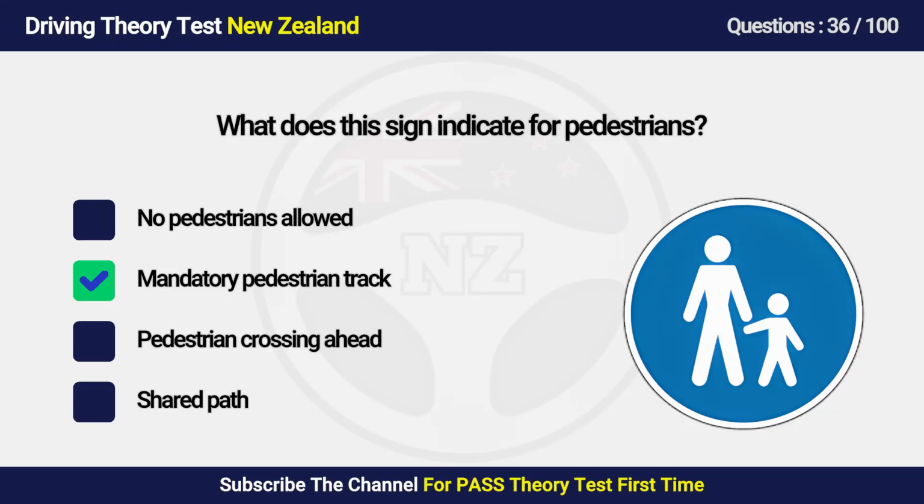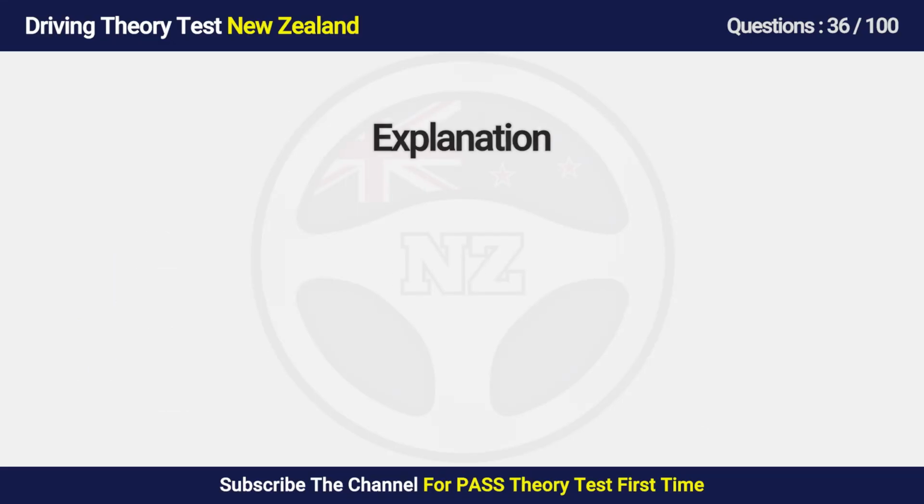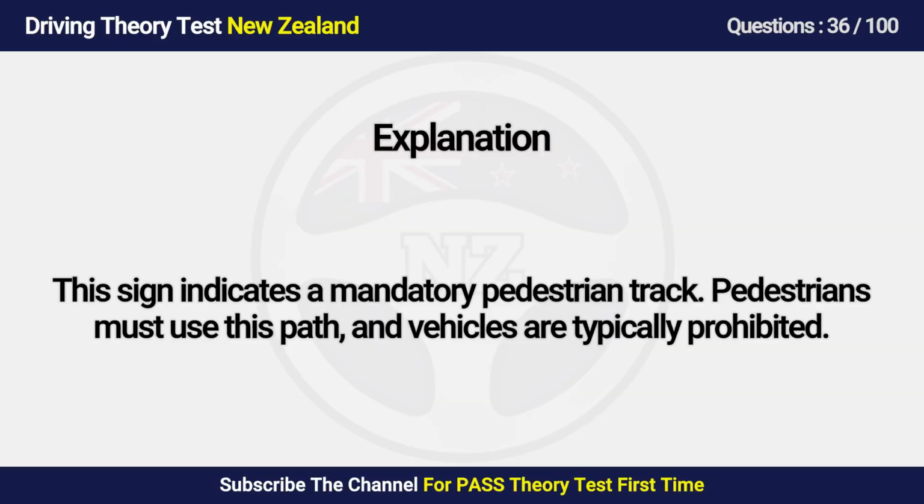Answer is B. Mandatory pedestrian track. This sign indicates a mandatory pedestrian track. Pedestrians must use this path, and vehicles are typically prohibited.